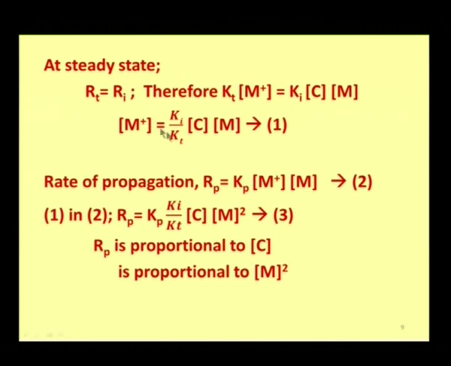Now, substituting this first relation into this second relation for the rate of propagation, we have Rp, the rate of propagation, given by Kp, Ki by Kt, C concentration multiplied by the square of the concentration of the monomer. So, from this we understand that the rate of polymerization of a reaction which undergoes a cationic polymerization mechanism is directly proportional to the concentration of the catalyst and directly proportional to the square of the concentration of the monomer. So, that is what we understand from the kinetics of the cationic polymerization.